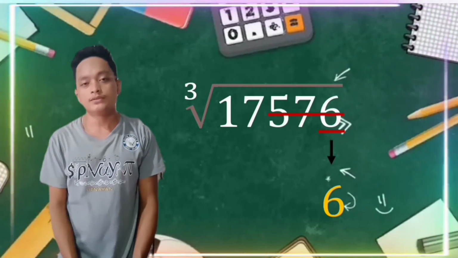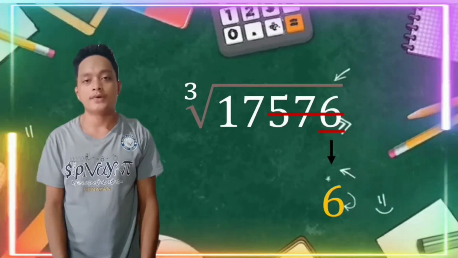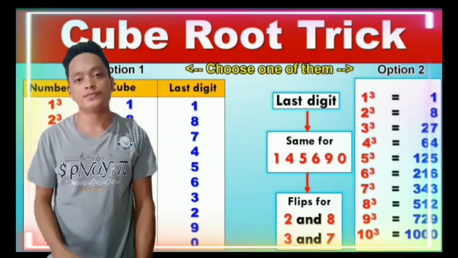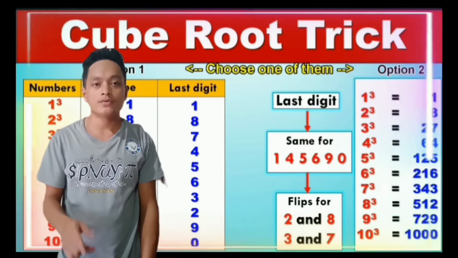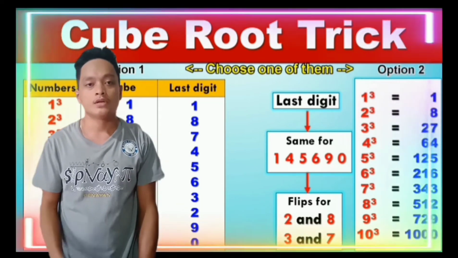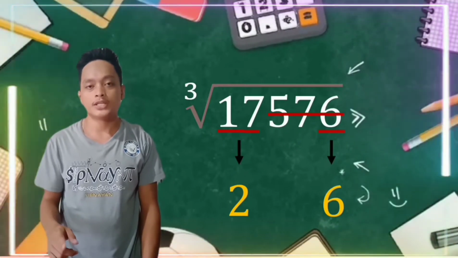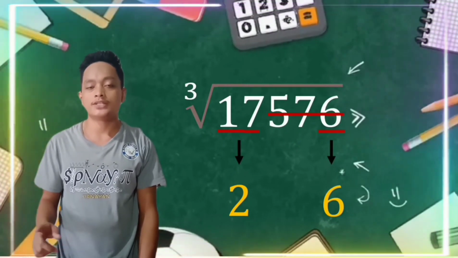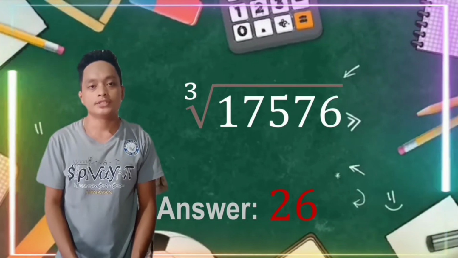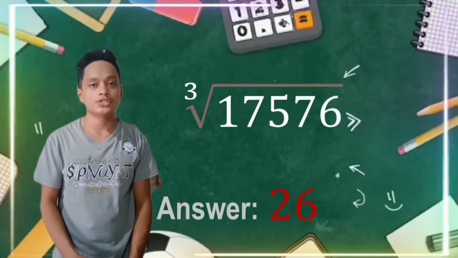Next, we can completely ignore the last 3 digits of our number and focus on 17. The closest cube to 17 without going over is 8, which is 2 cubed. So 2 is the first digit and 6 is the second digit. Therefore, the cube root of 17,576 is 26.